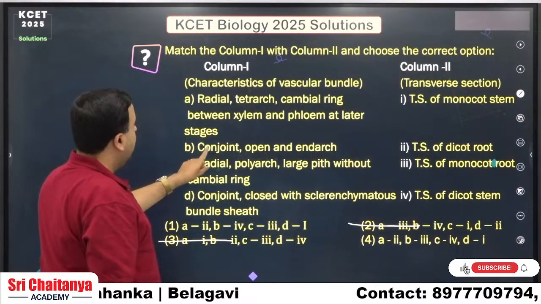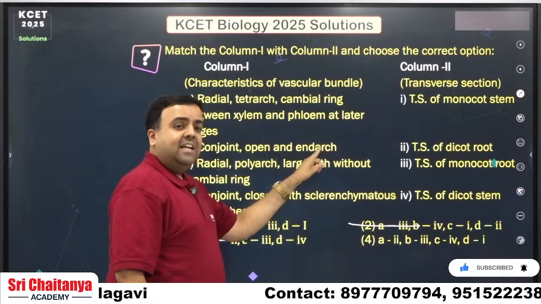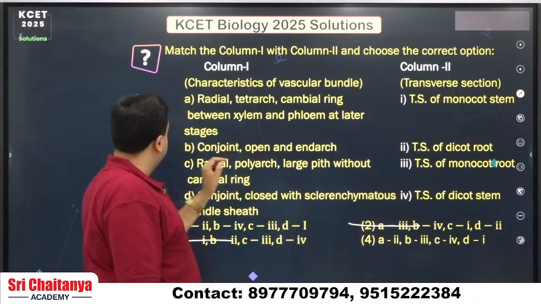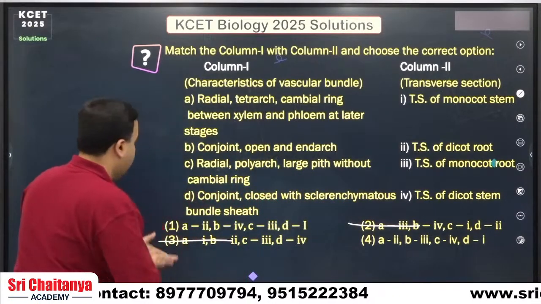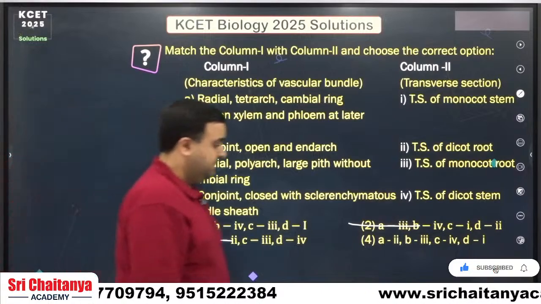Then second one, conjoined open and endarch. Now the minute you see endarch, it is for a stem. Then you see open has to be dicot stem. So B is going to go to option number 4. Directly I have my answer, that is option number 1.